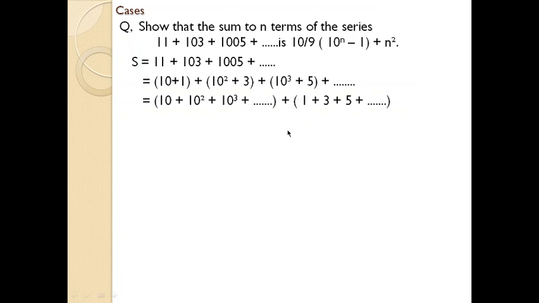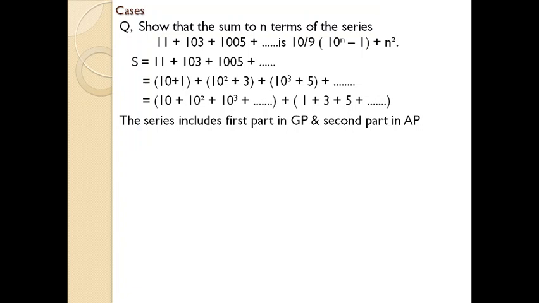In the second bracket, you need to add the numbers in this series, those numbers that are second in those brackets, that is 1, 3, 5, that is 1 plus 3 plus 5. Now the series look similar, that is 10 plus 10 raised to 2, which means 100, 10 raised to 3 means 1000. This looks like a geometric progression case, whereas 1 plus 3 plus 5 plus series looks like an arithmetic progression case.